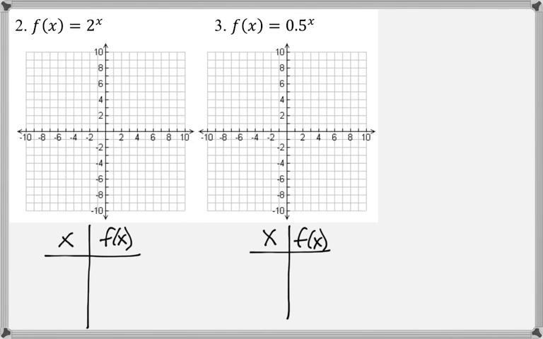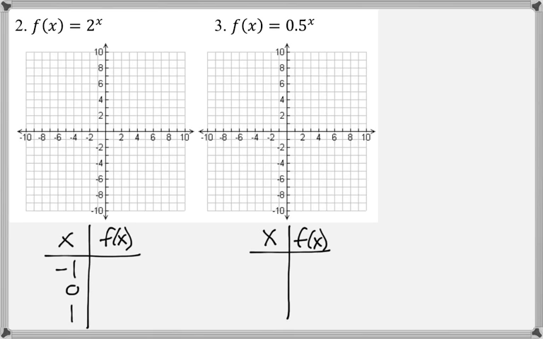Questions 2 and 3 want us to graph the exponential functions. So I'm going to do this by plugging in some points. And then I'm also going to graph it on the calculator just to confirm that our graph is correct. So I want to plug in -1, 0, and 1.